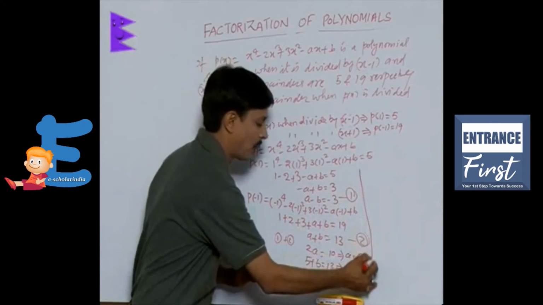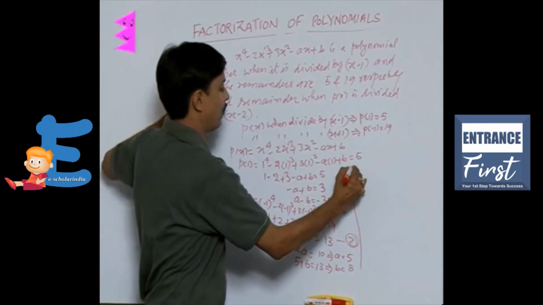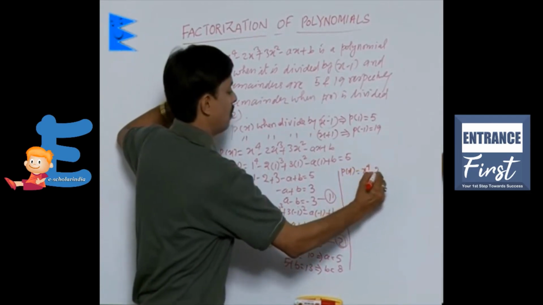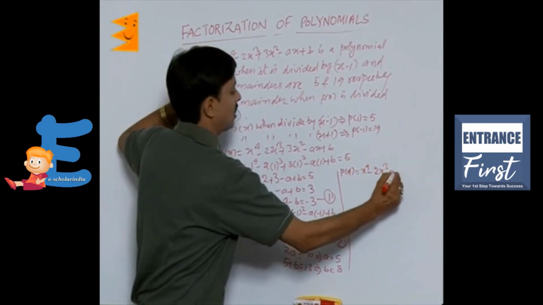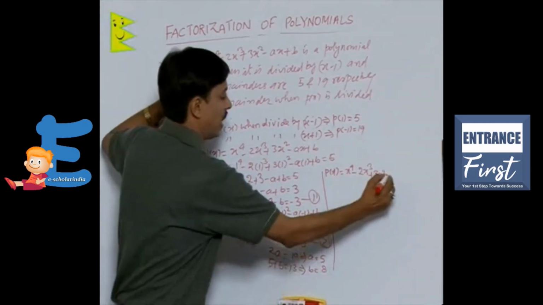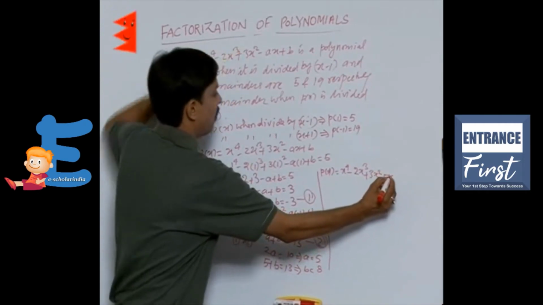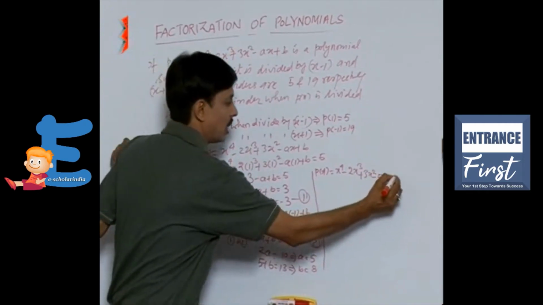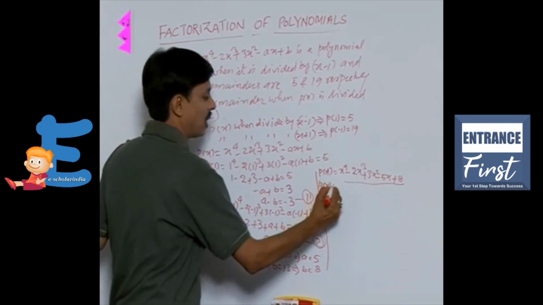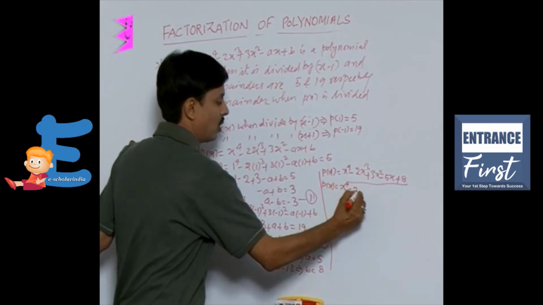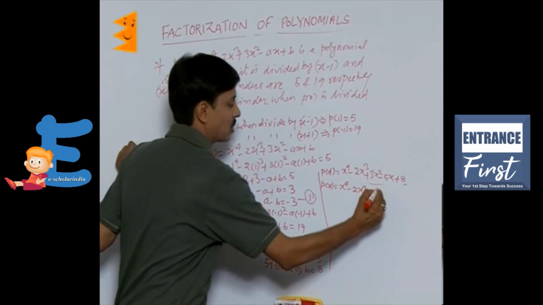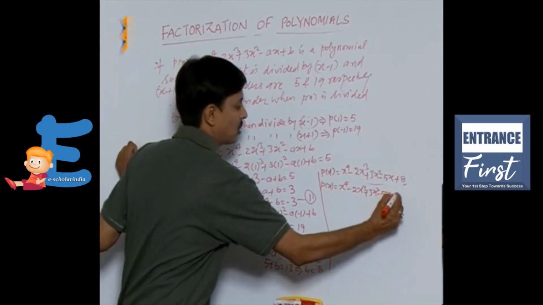So the net polynomial will be, our P of x will become what? X raised to the power 4 minus 2x cube plus 3x square minus a. A means what? 5. That is minus 5x plus b. B means what? 8. So the polynomial becomes this. The answer of P of x becomes x raised to the power 4 minus 2x cube plus 3x square minus 5x plus 8.